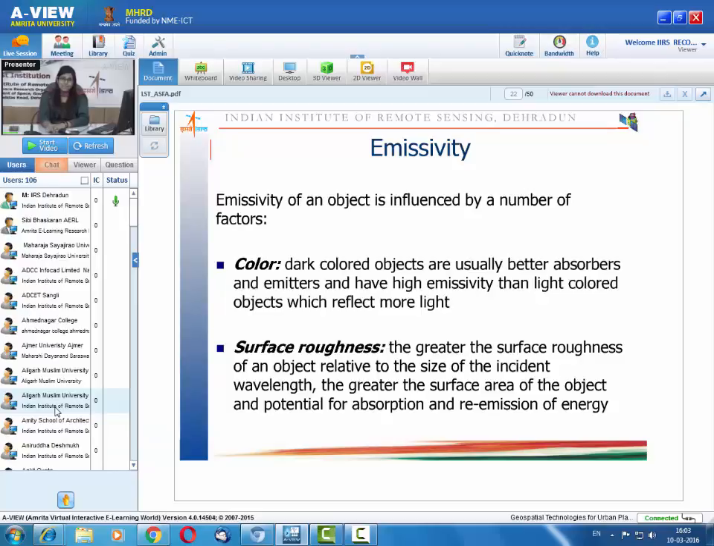As I said, emissivity is dependent upon various factors. So what are those factors? Color: dark colors are good absorbers and emitters and have high emissivity. Surface roughness is another important parameter: the greater the surface roughness of an object relative to the size of the incident wavelength, the greater the surface area of the object. So emissivity is dependent upon color and surface roughness, but there are more parameters. Let us see what more.